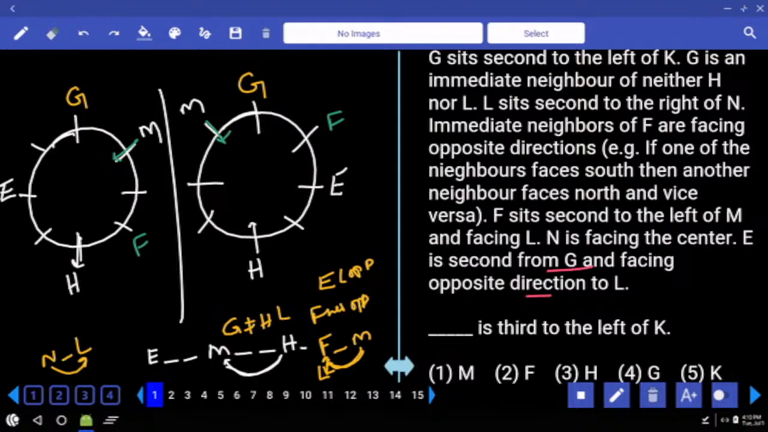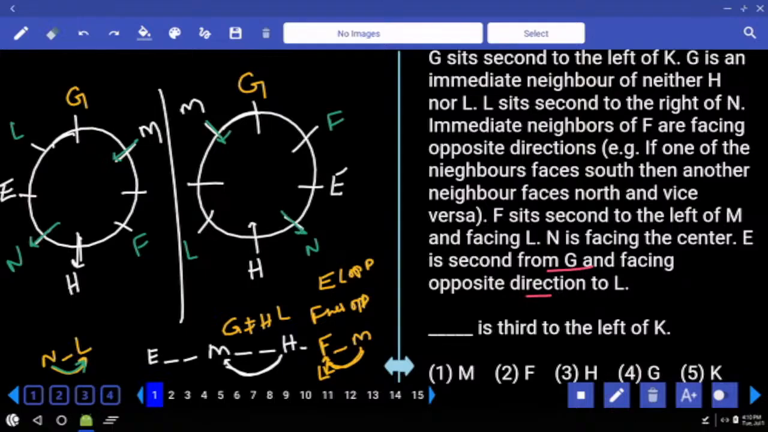Then next one, F's neighbors are opposite, and F is opposite to L. Now F and L are opposite to each other. L is here. Then L is seated second to the right of N. N must be away. N is here, N must be away.